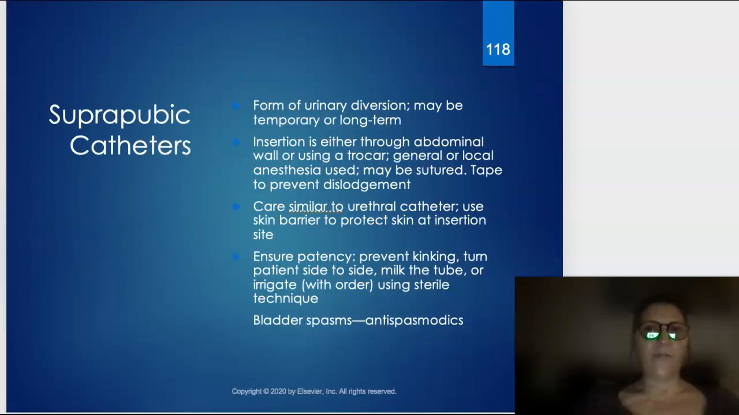Suprapubic catheters are a form of urinary diversion and might be temporary. Look in your book, there are a lot of good pictures. The insertion is through the abdominal wall, and they need general anesthesia or local. It may be sutured or taped to prevent dislodgement. You want to use care and a skin barrier because you don't want their skin getting hurt.